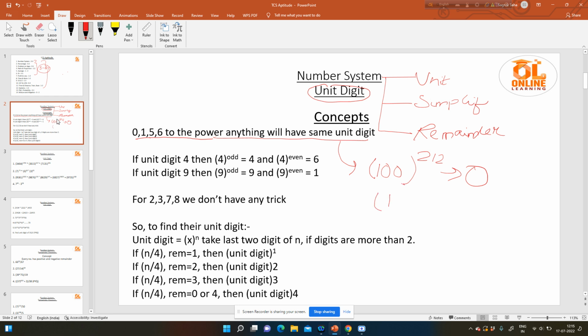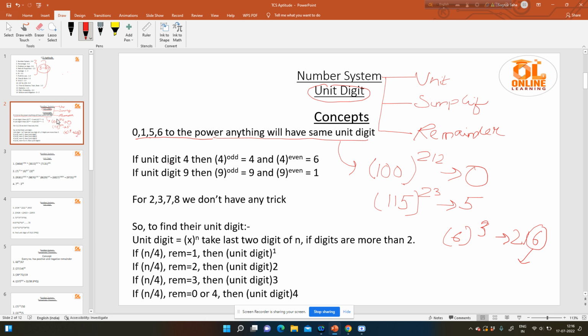Same way, suppose 115 to the power anything, 2 or 3, the unit digit will be 5. You can test also. Suppose 6 cube. What is 6 cube? It is 216. So whatever the number to the power 0, 1, 5, 6, we will receive the unit digit as the same number.